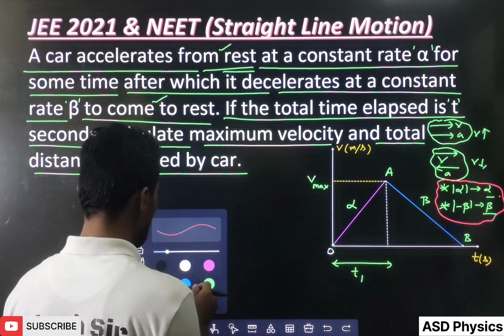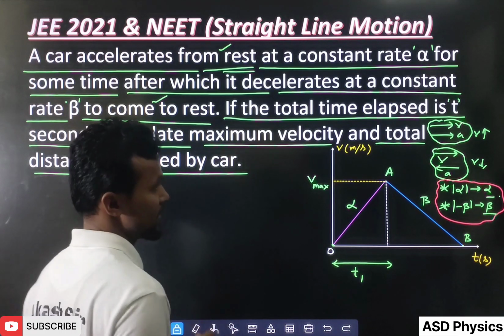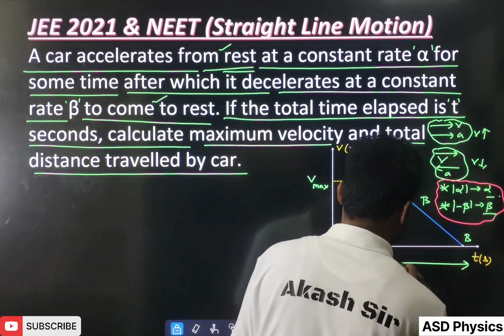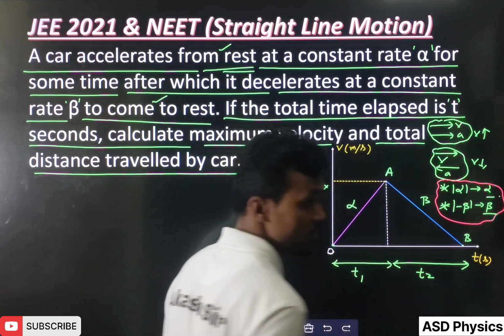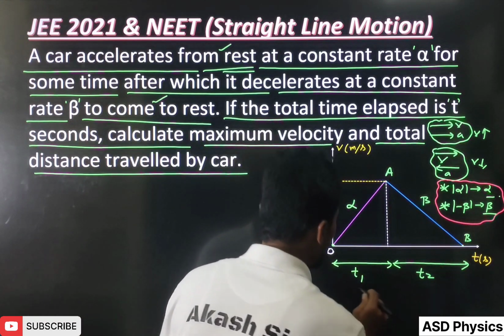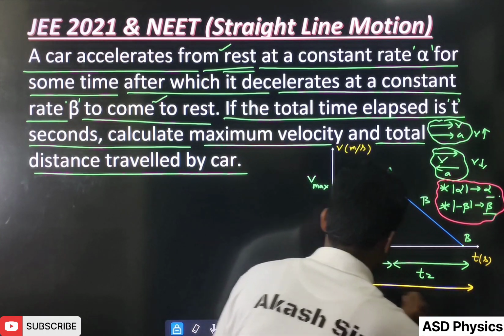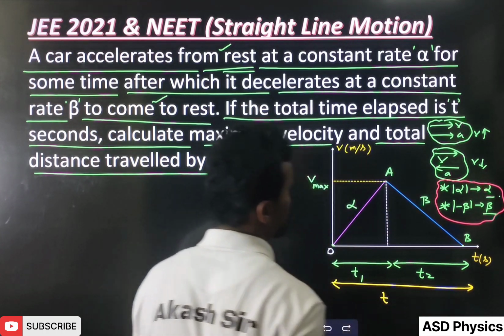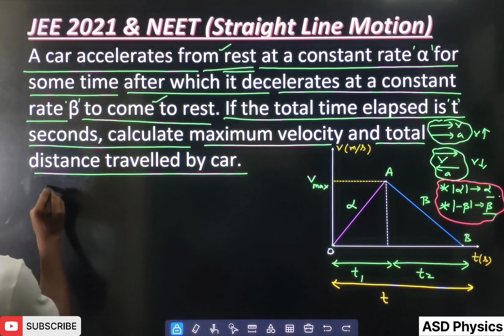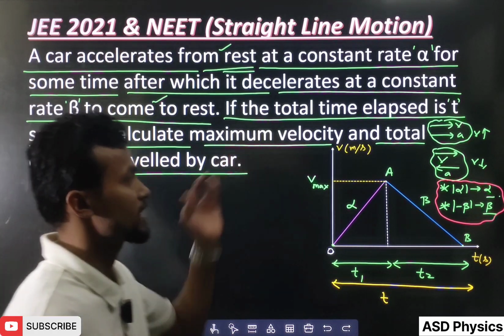Now, because we have to solve the question in a very clear manner, during the deceleration let's take the time taken as t2, but in the question they have given the total time. The total time is t. That means from here to here the total time is t. After that, the first thing I am going to calculate is the maximum velocity.